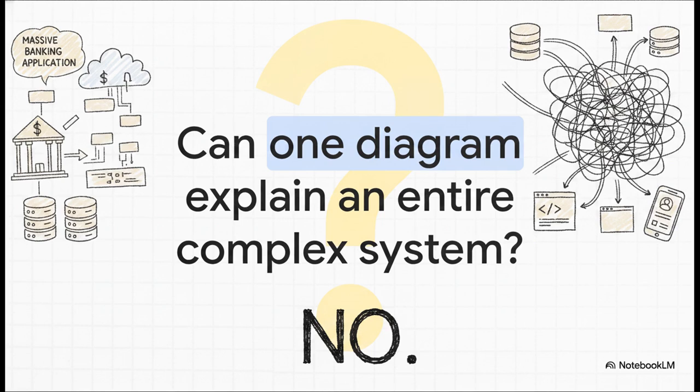To really frame this, I want to pose a question directly to you. Can one single diagram explain an entire complex software system? I mean, really think about that for a second. If you were building a massive global banking application, could one drawing possibly show the databases, the servers, the code structure, and the user interface all at once without turning into a completely unreadable tangled mess? The answer, of course, is absolutely no way.